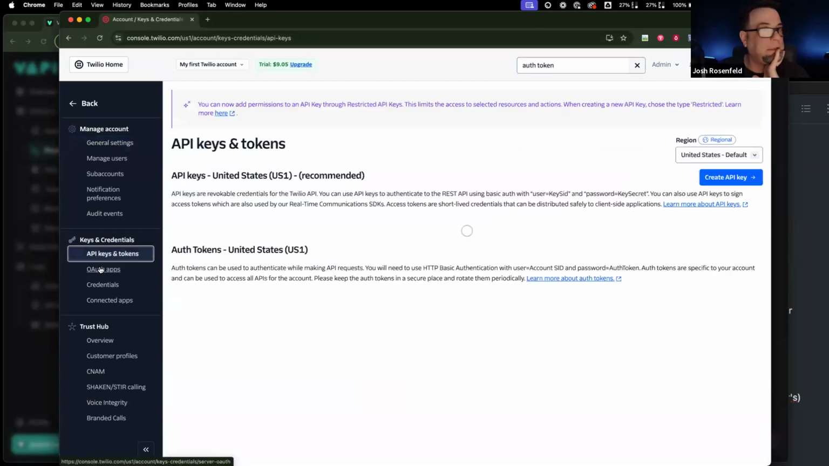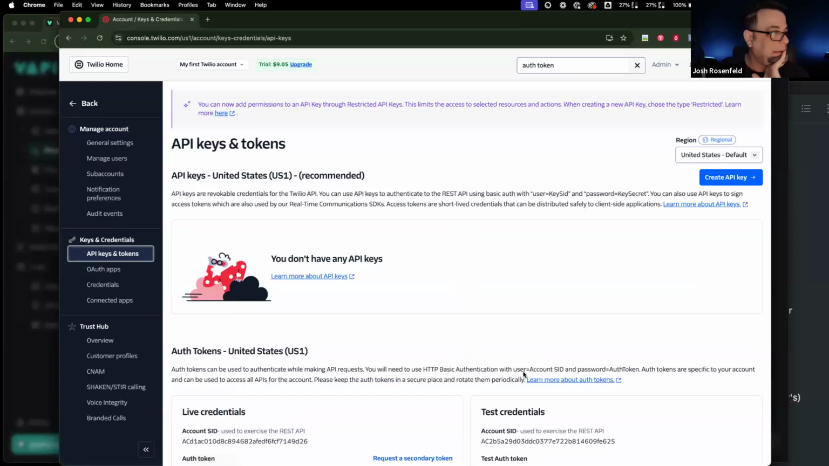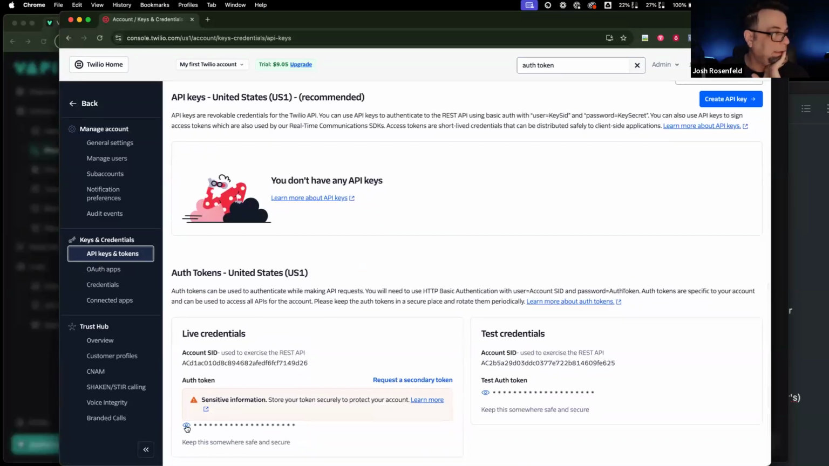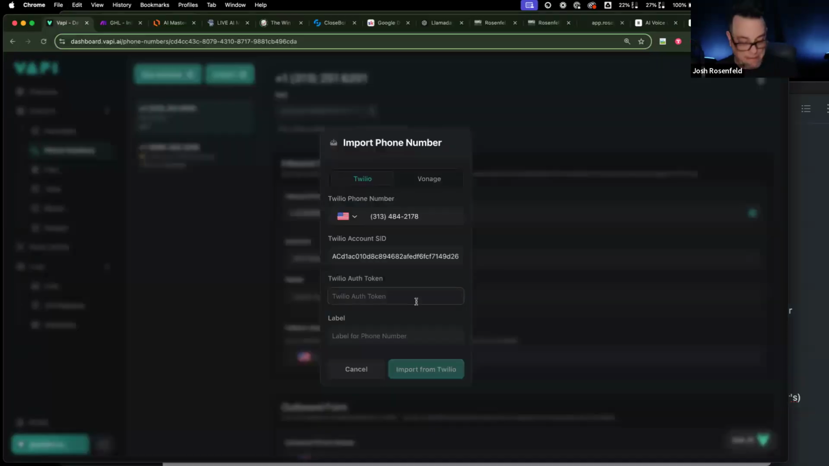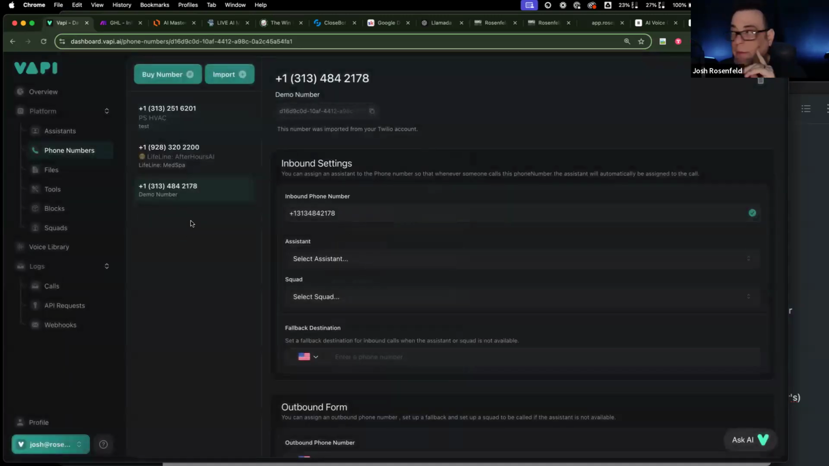So you go over here to API keys and tokens, and it looks like there's my token here. I can view it. I'm going to copy it. Please don't use it. Oh, whatever. I have a $10 fee. So I paste this in here, and I can say whatever I want: Demo number, import it from Twilio. And there's your number. Sorry it took a little bit around the block, but pretty easy.